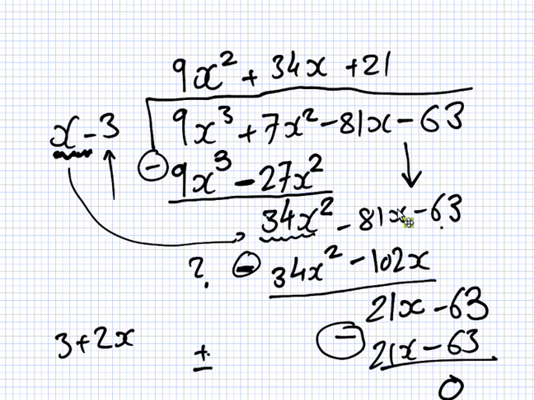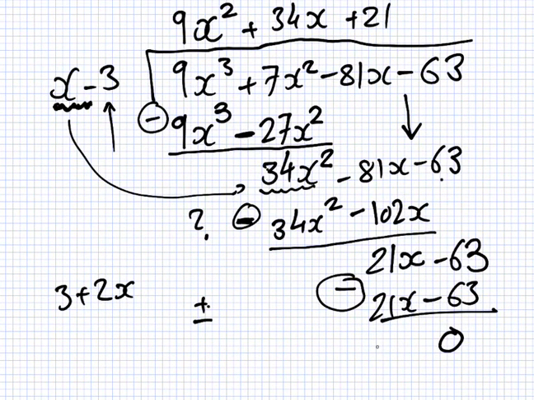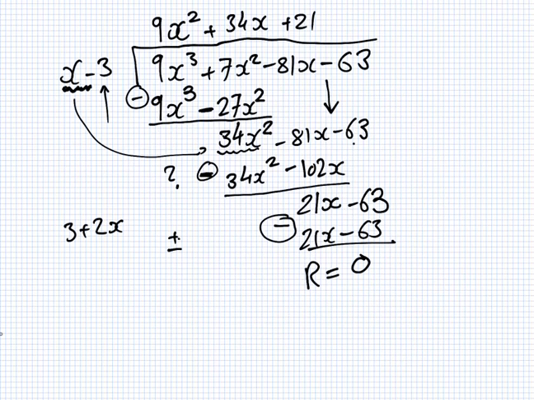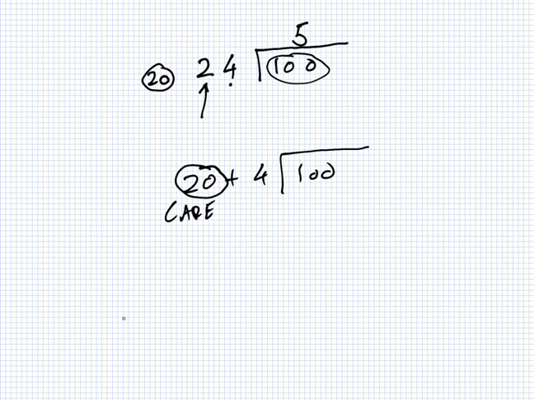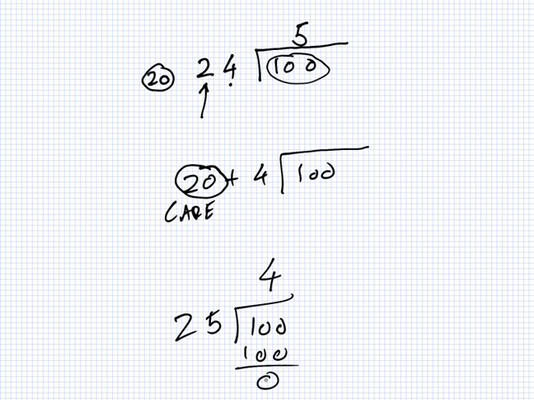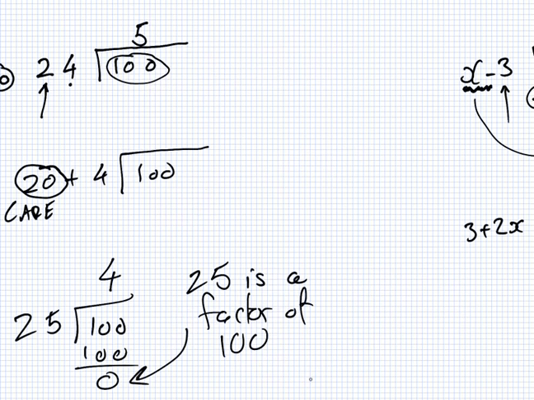Yeah? Okay. So, the examples I gave you here are special examples because the remainder is 0. And these are special. If I go here, how many times does 25 go into 100? 4 times, and what's the remainder? 0. We say that 25 is a factor of 100 because the remainder is 0.